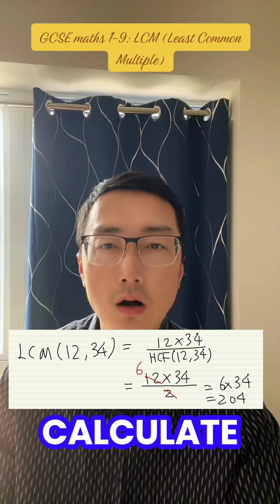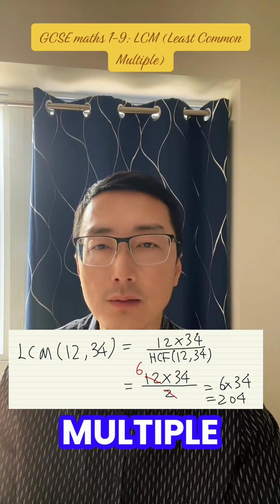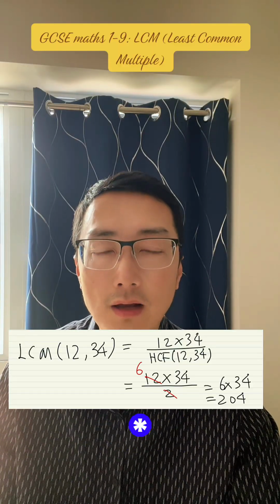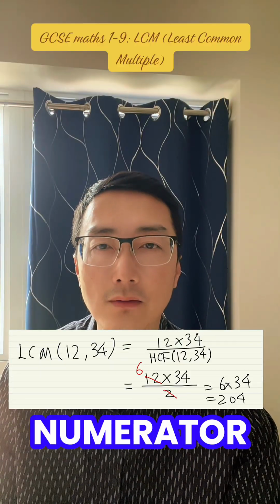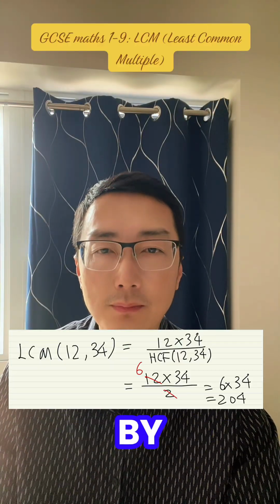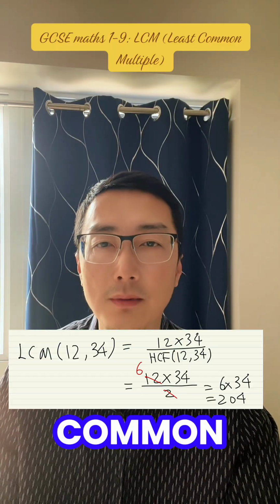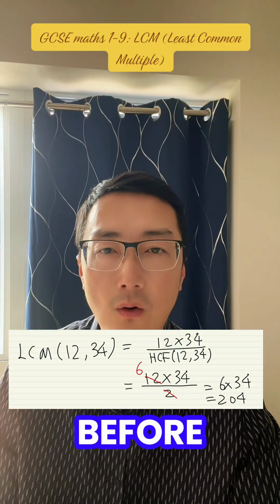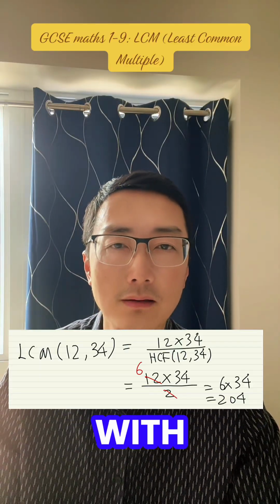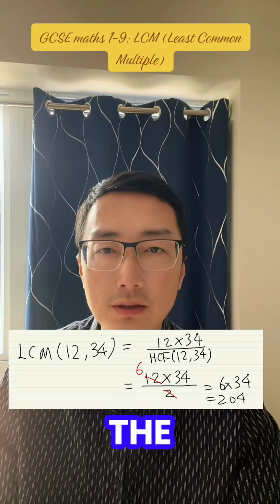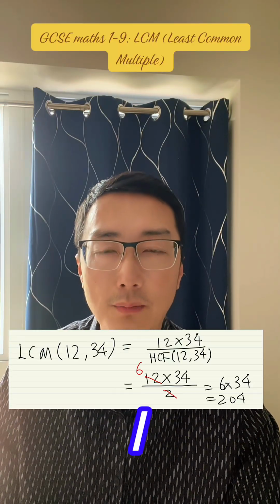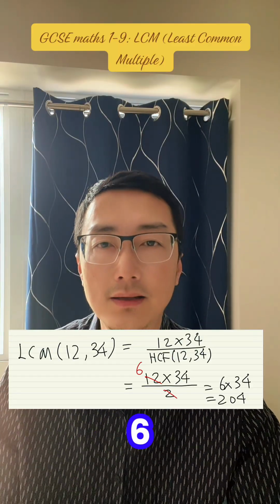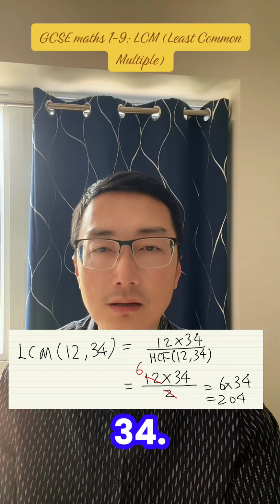Therefore, you can calculate the lowest common multiple between 12 and 34 using 12 times 34 in the numerator of the fraction, divided by 2, which is the highest common factor between these two numbers. But before you multiply 12 with 34, you should do the division first. 12 divided by 2 gives you 6. The lowest common multiple should be just 6 times 34.